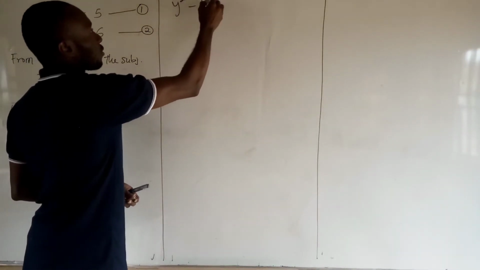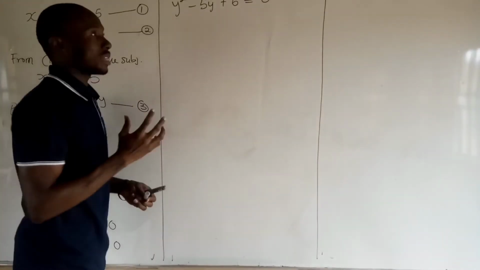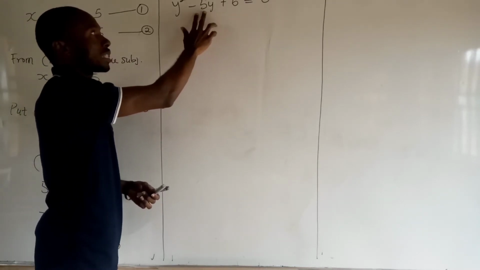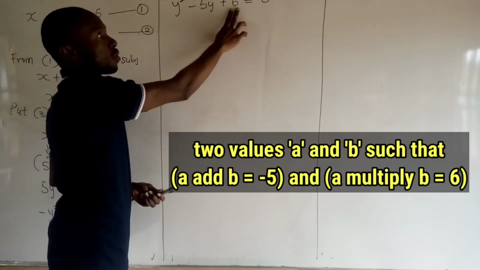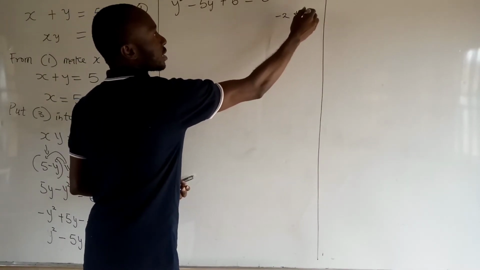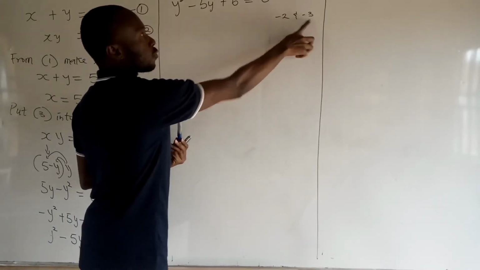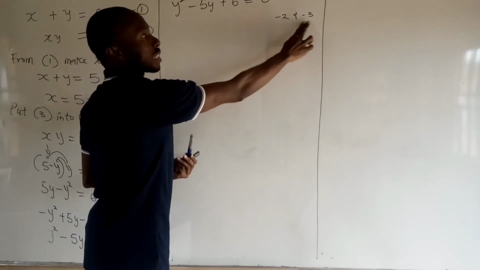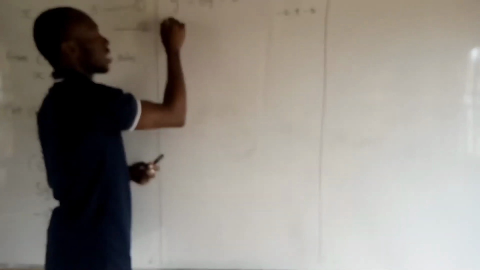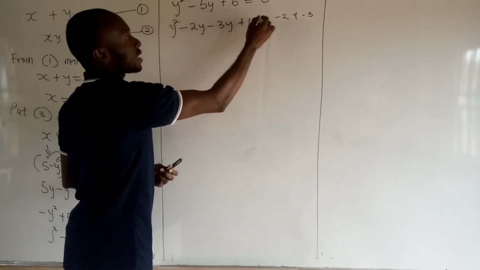y squared minus 5y plus 6 is equal to 0. Now, by the factorization method, we will look for two values such that when we multiply both of them, we get positive 6, and when we add both of them, we get negative 5. Those values are simply minus 2 and minus 3, because minus 2 plus minus 3 gives a negative 5, and minus 2 times minus 3 gives a positive 6. So I'm going to write these in this format: y squared minus 2y minus 3y plus 6 equal to 0.